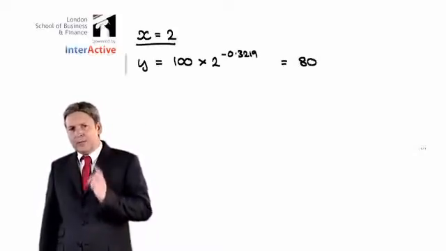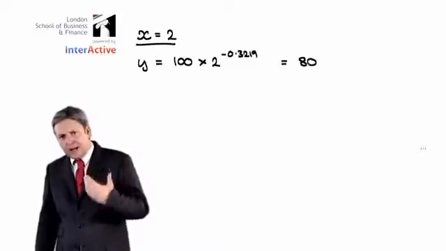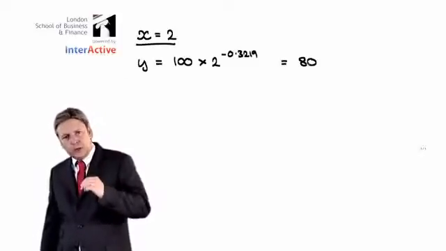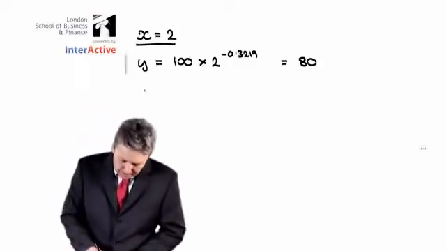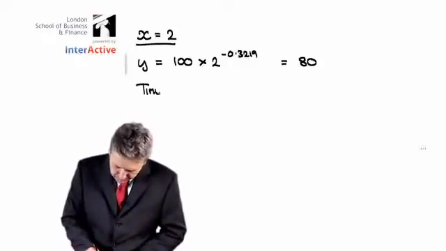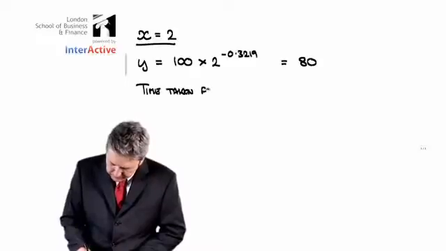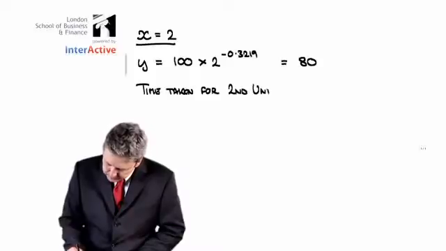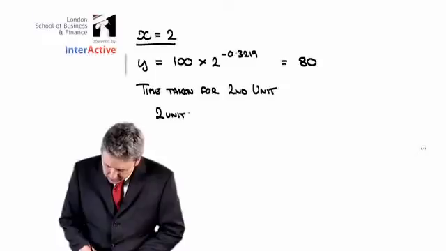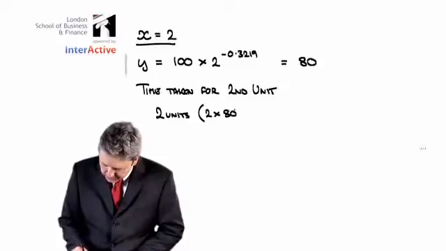Now what does that mean? Well, remember, the value is the average time per unit. So you get that first of all, and then if we want the time taken for the second unit, the only way we can do this is say 2 units are going to require 2 times the figure we've just calculated.